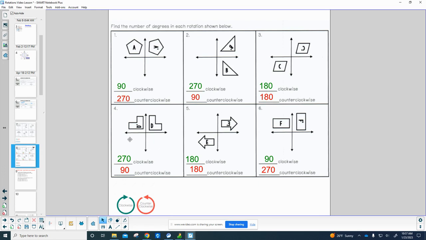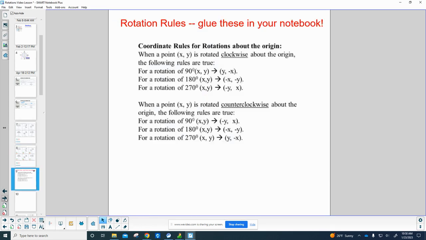This particular one is another one where in order to go clockwise, we had to rotate 270 degrees to get to the new image, or just 90 degrees counterclockwise. This is another image where the rotation, either clockwise or counterclockwise, was 180 degrees. And this last one, another example of a 90 degree clockwise rotation or 270 degrees counterclockwise to get us where we wanted to go.